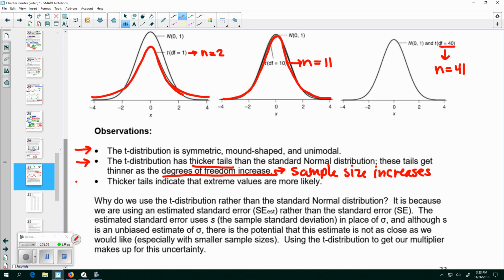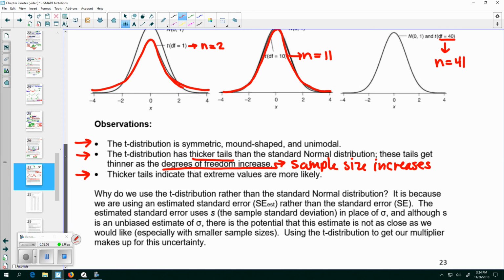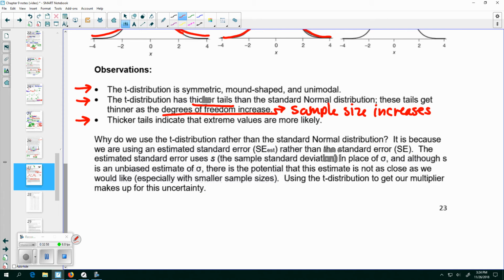And then the last thing, those thicker tails indicate that extreme values are more likely. So if you have a really small sample size, let's say 2 people taken out of the population, it's much more likely that you're going to get something unusual there. So those thicker tails accommodate that, and they make our intervals wider to make up for that uncertainty.